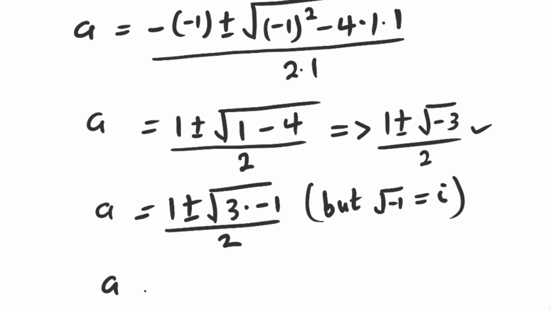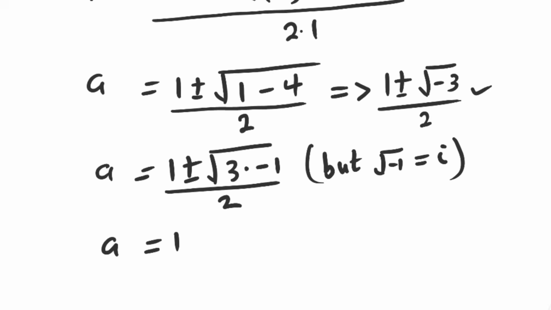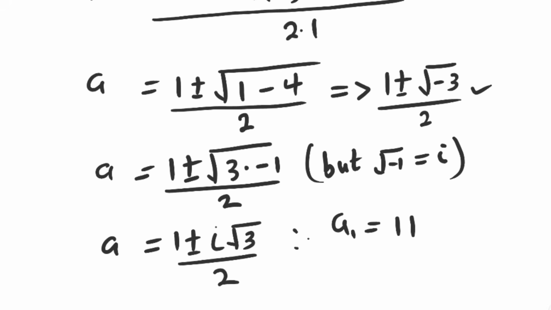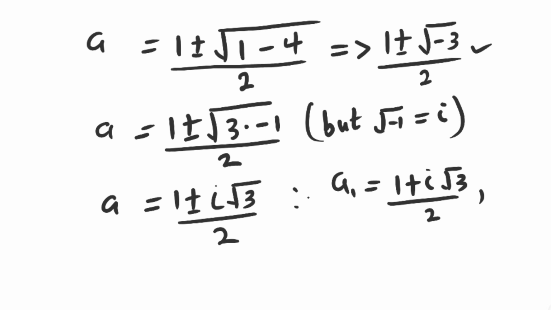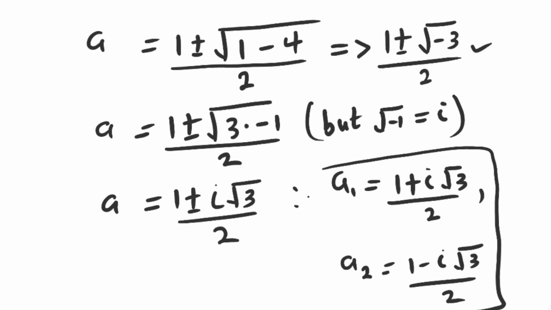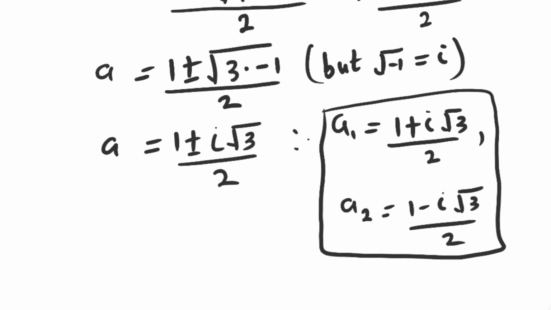Then we have A is equal to 1 plus or minus I root 3 over 2. Therefore, A1 is equal to 1 plus I root 3 over 2, and A2 is equal to 1 minus I root 3 over 2. This is the final answer for A. We've got the value of A. Let us solve for B.